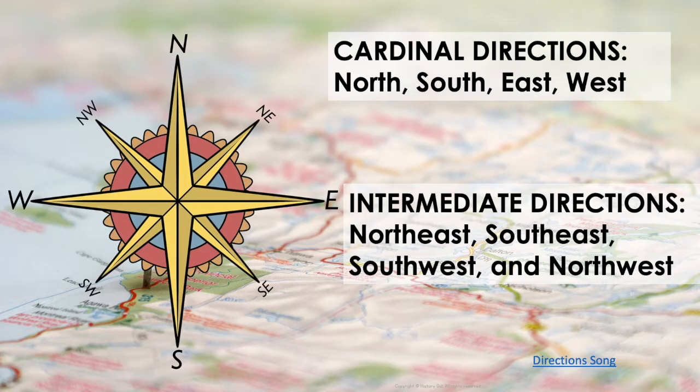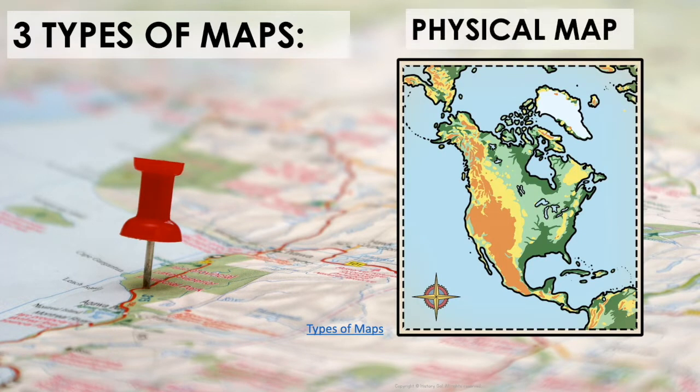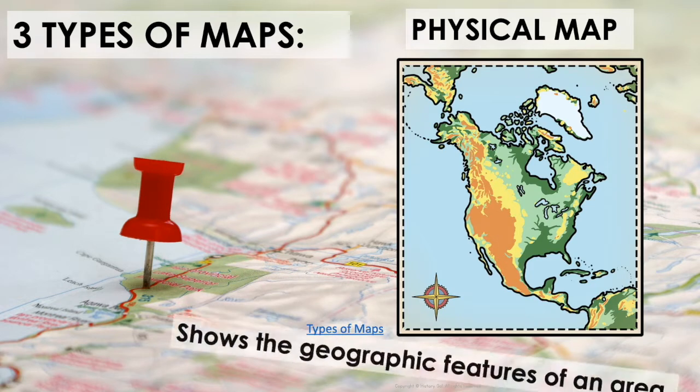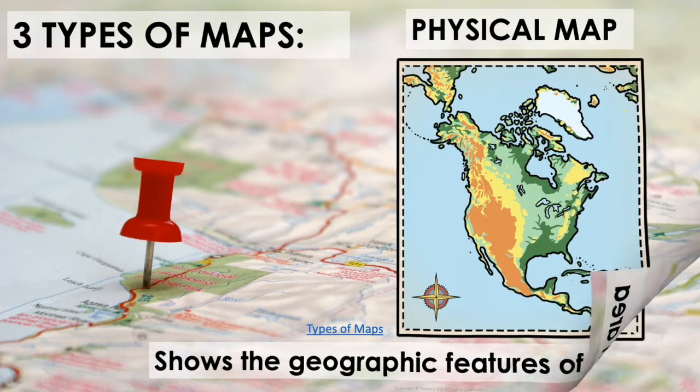All right, we're also going to talk about maps. The first type is a physical map. This is a map that shows you the physical characteristics of the place or the area that you're looking at. For example, mountain ranges would be darker red, whereas lower areas would be green. Now, this shows your physical, the geographic.